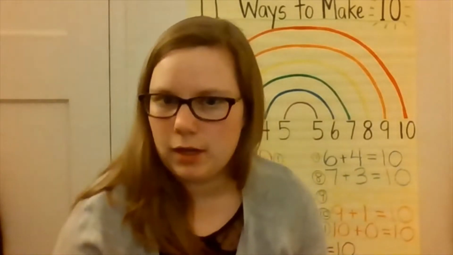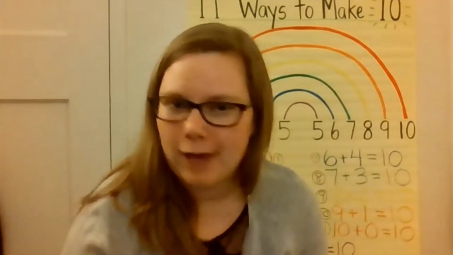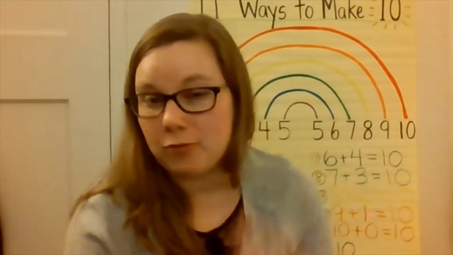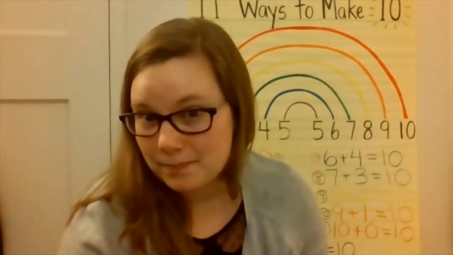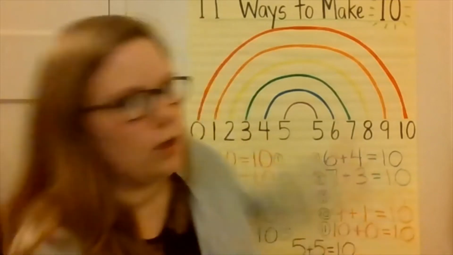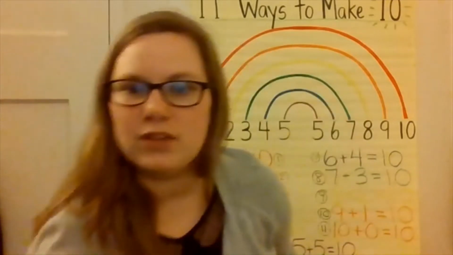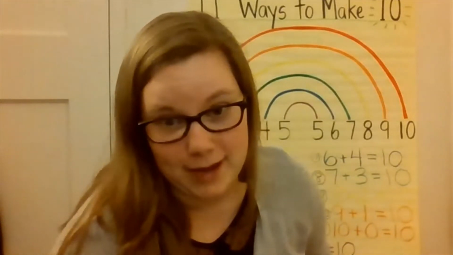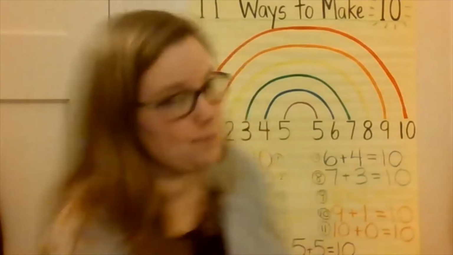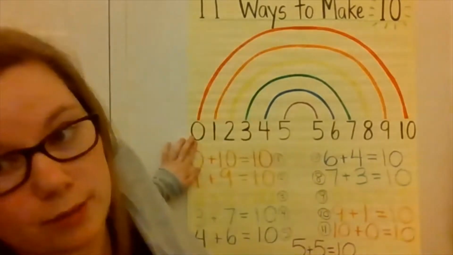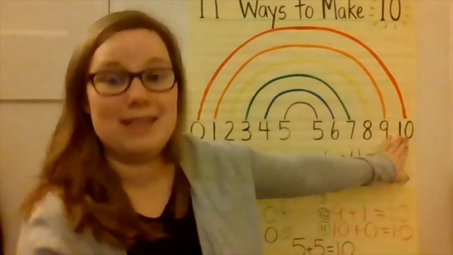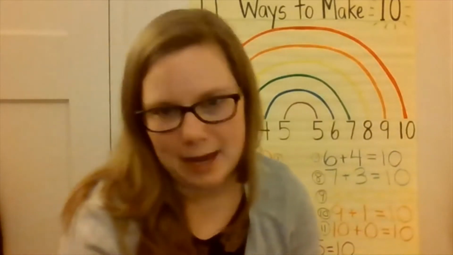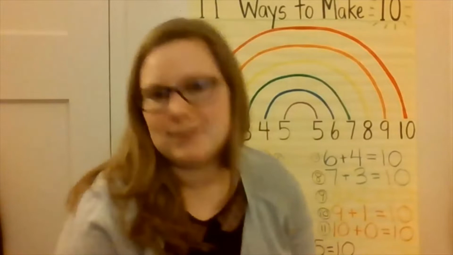Yesterday, we started talking about the number 10. If you can see behind me, maybe you'll remember a little bit of what we did yesterday. We made our rainbow of 10 to help us figure out those 11, that's right, 11 different ways to make 10. We used the numbers 0 all the way to 10 to help us figure out those 11 different ways to make 10. 10 is such a special number.